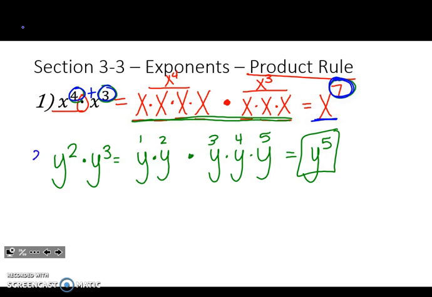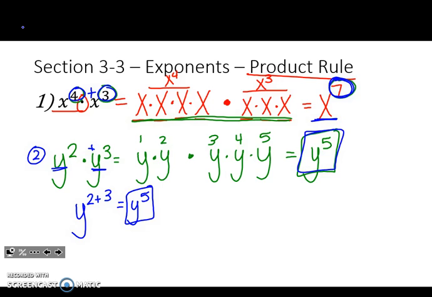Same thing in the second problem. The bases are both y, so I'm going to keep the base the same, and I'm going to add my exponents. So 2 plus 3 is going to equal y to the 5th, which is exactly what I got when I wrote it out in shorthand.